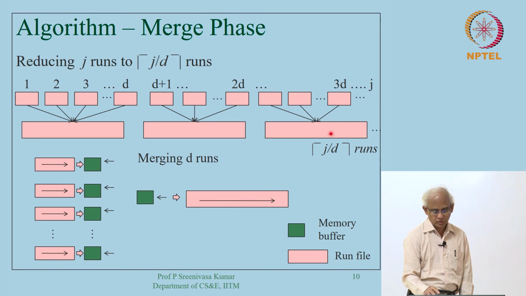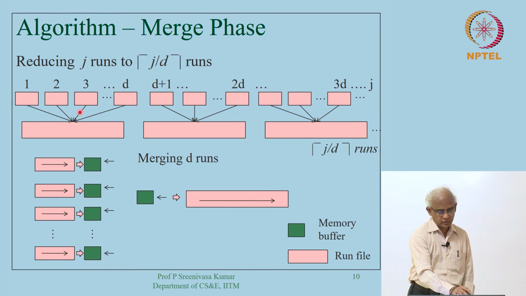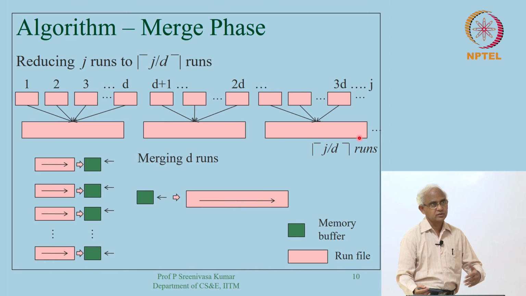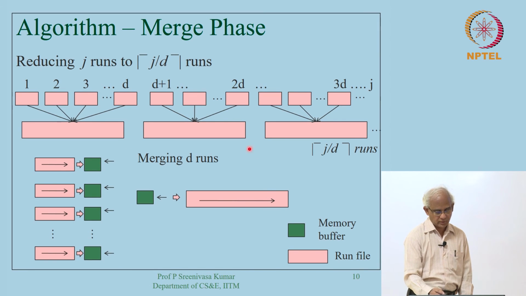Okay. So, now because you are taking d of them together, the j runs will now become j by d number of runs in the next phase, and then you have to repeat that. Again, take d of these runs and merge them, then it will become j by d by d, which is j by d square number of runs here.